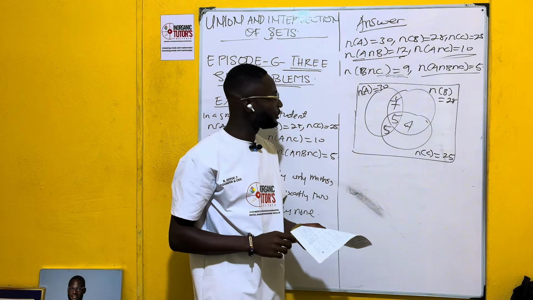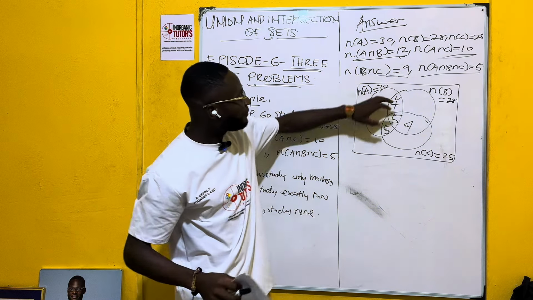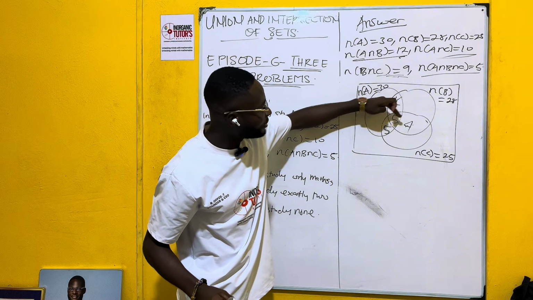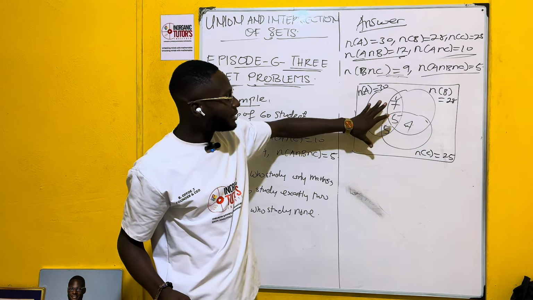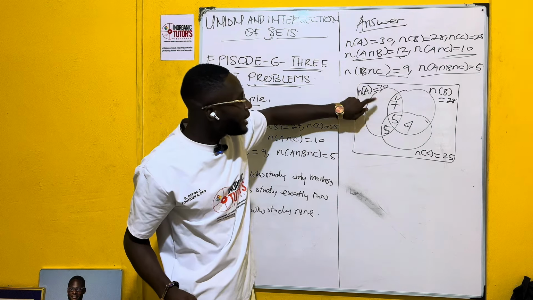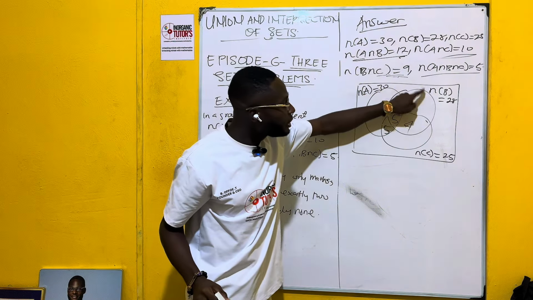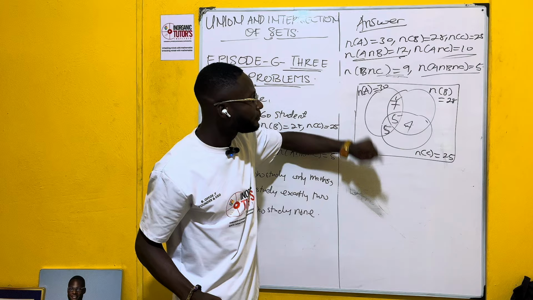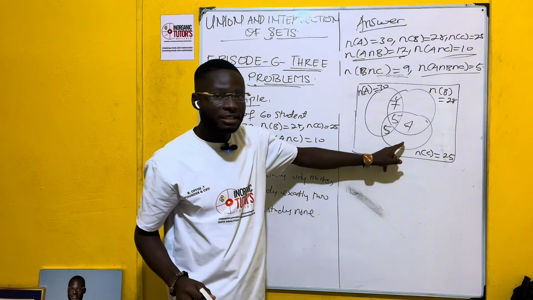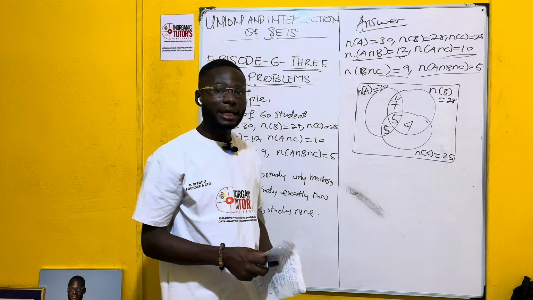Beautiful. So now we have this section, this section, this section, and that section, right? So what is left? It is left with only A, only B, and only C, right? So how do we get that?